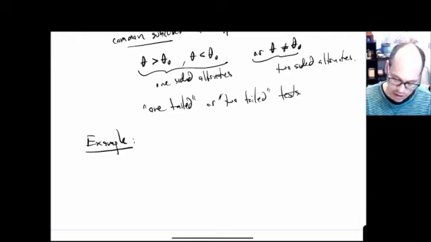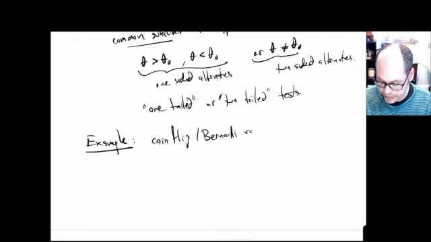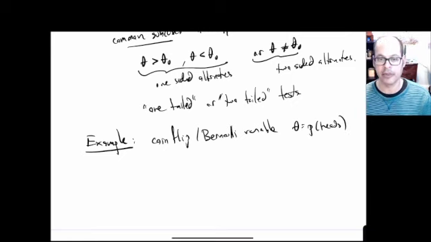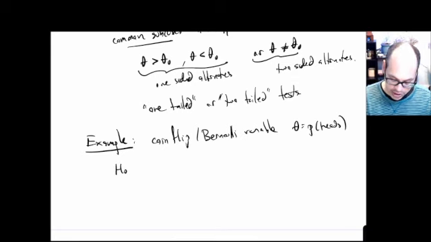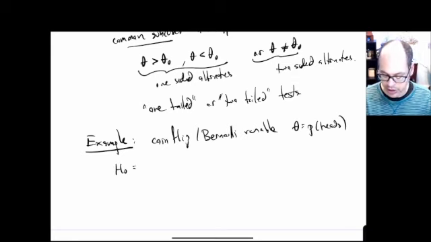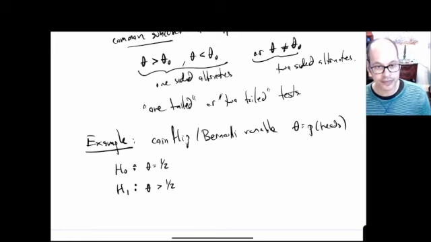Again, we'll look at a coin flip, a Bernoulli trial, a Bernoulli random variable. Let's say theta is the probability of heads, the coin coming up heads, or probability of success, however you want to call it. We'll have these two hypotheses: H naught, that the coin is fair, in other words that theta is equal to 1/2, and we'll look, for example, at the one-sided alternative, that the parameter is bigger than 1/2.